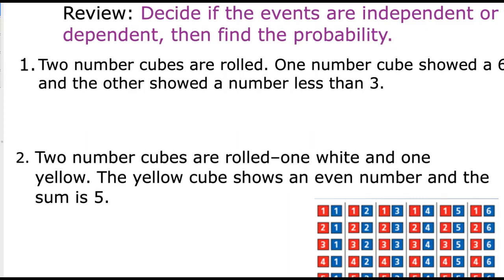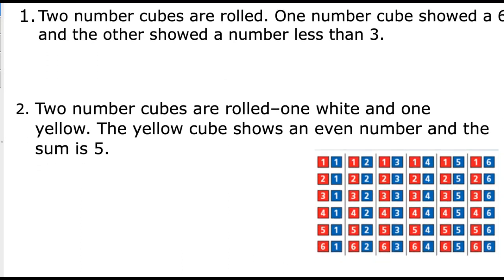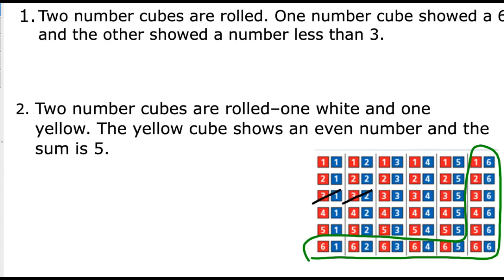One number cube showed a six and the other showed a number less than three. So if showing a six affects the outcome of the other number showing less than three, then those events are dependent. Let's think about this for a second. I would say these events are dependent because if one number shows a six, the other number showing a three would be greatly affected because it eliminates all of these possibilities. So this would be a case where we have dependent events.